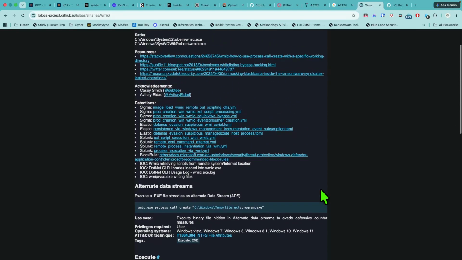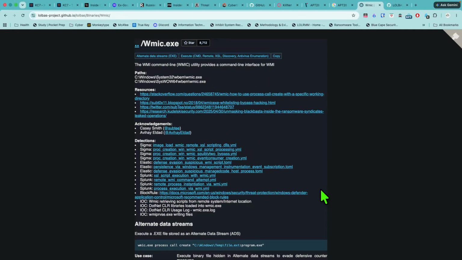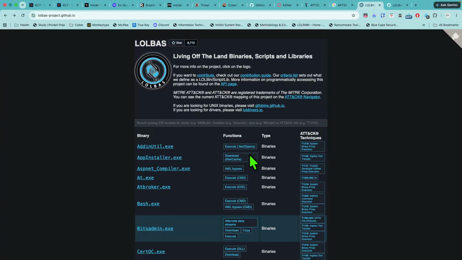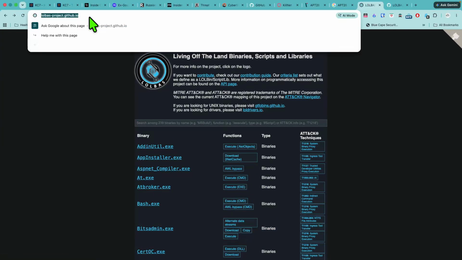Nice. So like I said, highly recommend this website because it's going to help you better understand living off the land techniques, living off the land binaries, scripts, and libraries. And this is, well, I'm going to bookmark this.